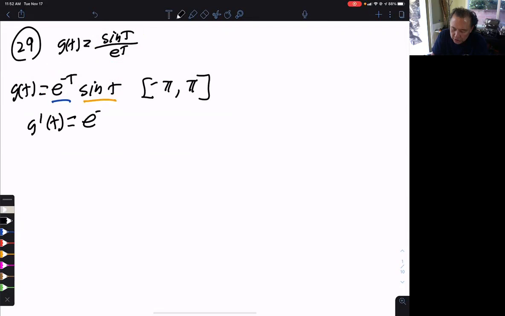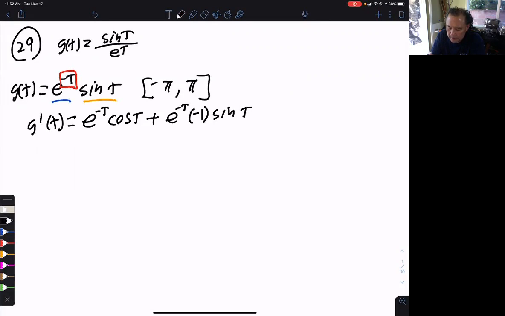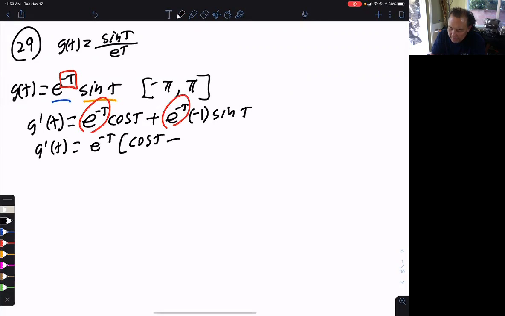So we leave the first alone and take the derivative of the second, plus we take the derivative of the first, but here's the problem, that's not t, so that becomes box. The derivative of e to the box is e to the box times derivative of box, and we leave the second alone. Now we see we have a common factor. So I'm going to factor out e to the minus t because they both have one. That's going to leave me with cosine t minus sine t.